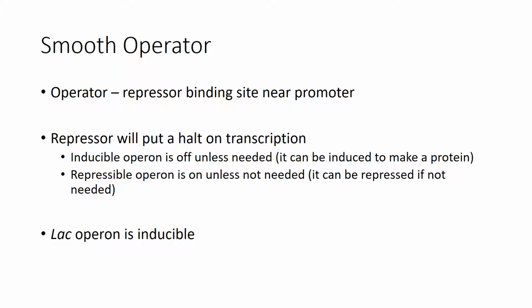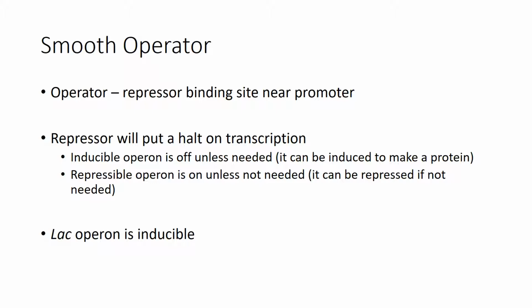An operator is also a segment of DNA, similar to the promoter. It's actually right next to the promoter. And the operator's job is that's the place on the DNA where the repressor will actually bind to. Now, hopefully you remember that a repressor is a protein that is going to regulate transcription, and repressors repress transcription, meaning they turn it off.